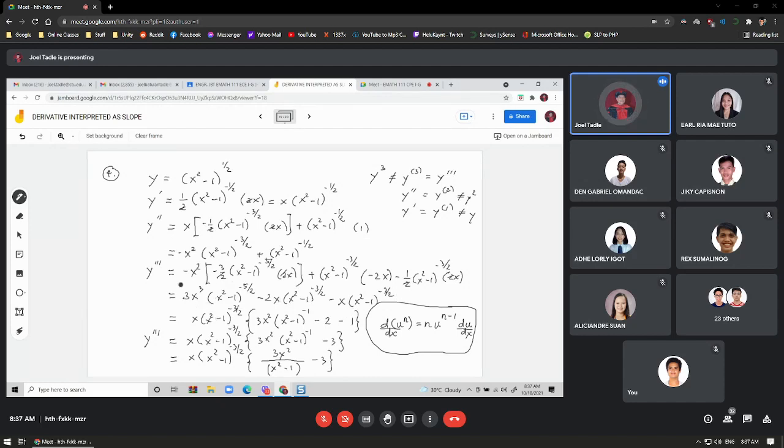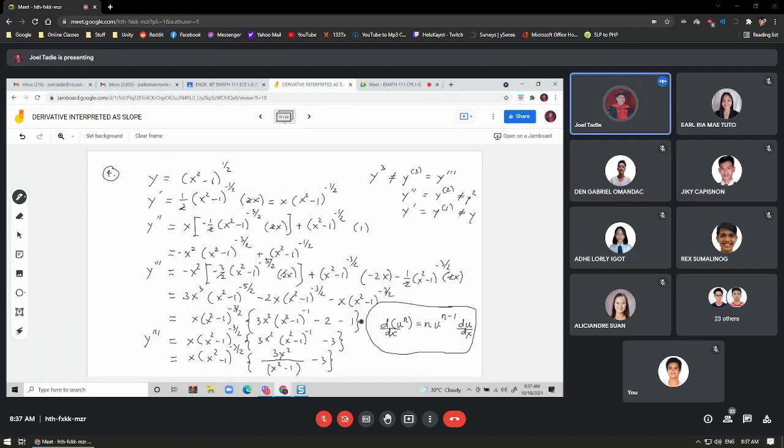So, in the first term, the remaining expression is 3x squared times quantity x squared minus 1 raised to the power negative 1. If we check, negative 1 plus negative 3 halves, that is negative 5 halves. So that's correct. Then in the second term, what remains is just 2, after we factor out x times quantity x squared minus 1 raised to the power negative 3 halves. Then in the third term, what remains is 1.